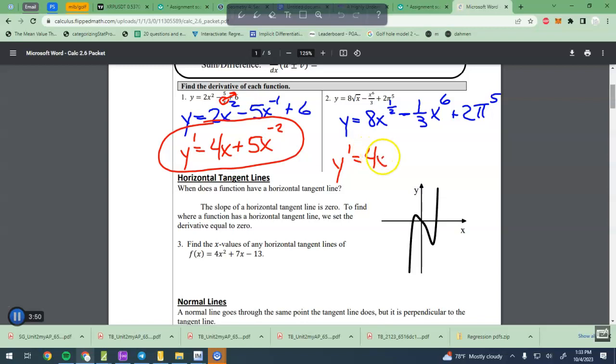So that's going to be 4x to the negative 1/2, and then minus 2x to the 5th. And then that's just a giant constant, isn't it? Pi is 3.14, and the 5th is a little bigger. Times 2 is double that, but it's still a number, so what's the derivative of a number? It's just 0. So those are your 2 derivatives for 1 and 2. 4 over the square root of x.